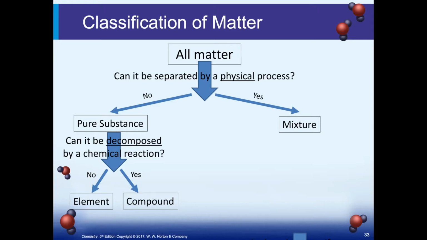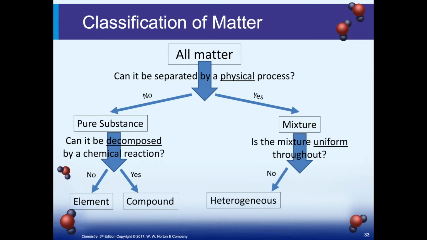There are two types. The way you figure that out is to ask: is the mixture uniform throughout? If the answer to that question is no, then the special big chemistry word we give for that is heterogeneous. That is a heterogeneous mixture if it's not uniform throughout. And if it is, yes indeed, then we call that a homogeneous mixture. So all matter can be classified in this flow chart.